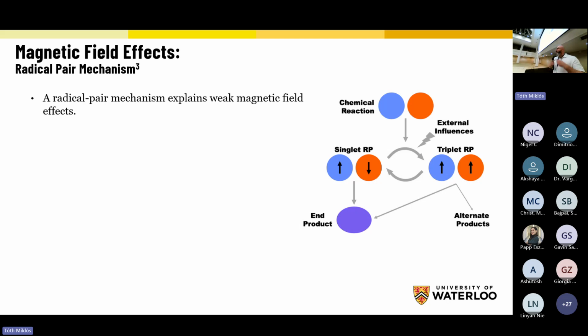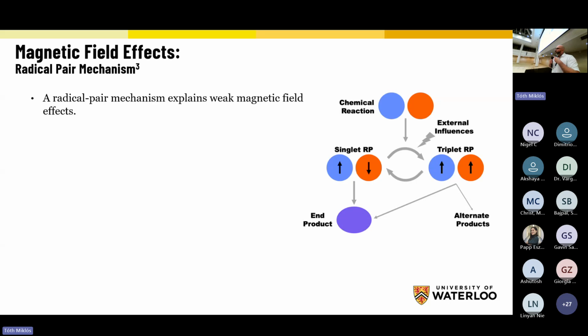Now, the singlet state, according to physics, easily recombines and forms your chemical end product. And so you have a quick resolution to that chemical reaction. Whereas in the triplet state, it's not preferred. It's a forbidden physics transition.